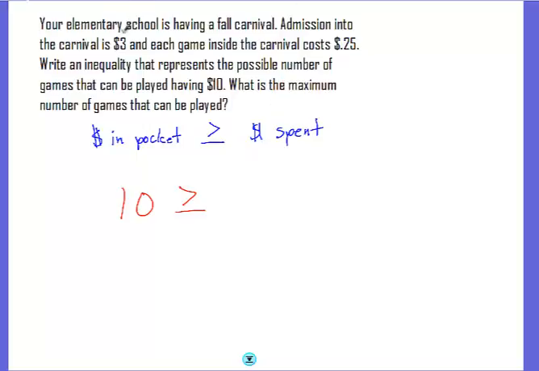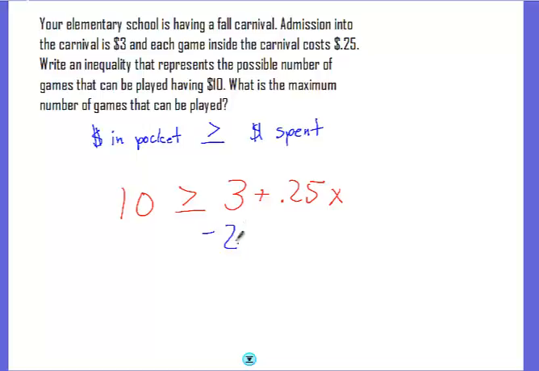All right. Admission into the carnival is $3. So right off the bat, you're spending $3. Then you're spending an additional 25 cents for every game you play. We don't know how many games you're going to play, so little hint, that's going to be our x. So we have 10 is greater than or equal to 3 plus 0.25x. Now that's all that we have to do for this problem other than solve it.